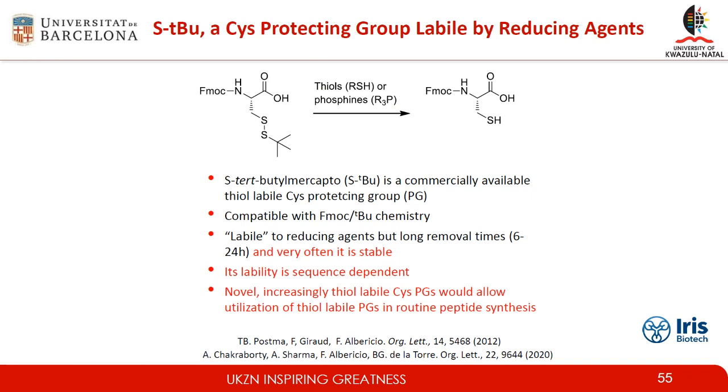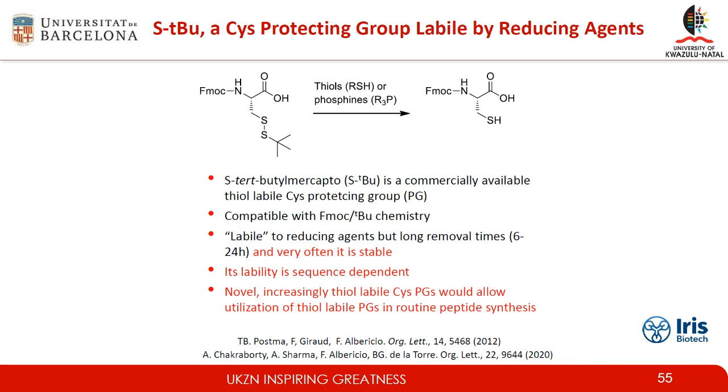The most popular was the S-tert-butyl. It's commercially available, compatible with tert-butyl chemistry, and easily removed by reducing agents, but sometimes it takes 6 or 24 hours or even more, and sometimes it is stable. This means its stability is sequence dependent. In that case, we need a new protecting group.